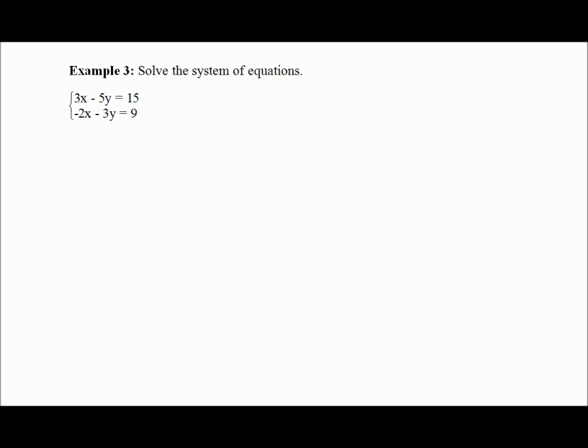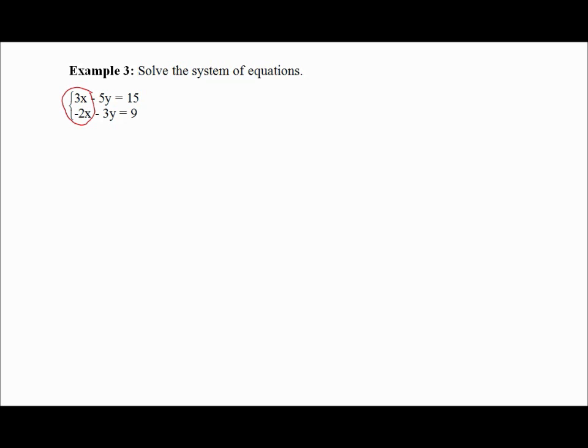Well, in example 3, we're going to have to multiply both equations by a certain number in order to turn them into opposites. Now, in order to do so, what you're going to have to do is make a decision. Which variable do you want to eliminate? And for this first one, I have the system 3x minus 5y equals 15 and negative 2x minus 3y equals 9. So I need to make a decision. Which variable do I want to eliminate? So for this example, I'm going to go ahead and eliminate the x's.